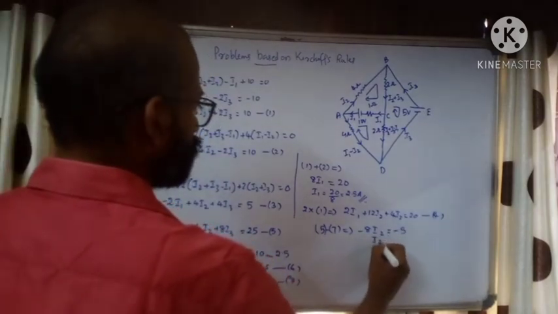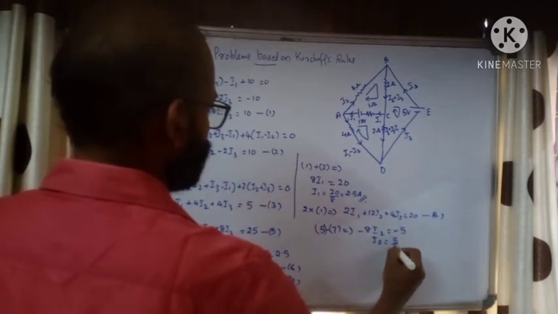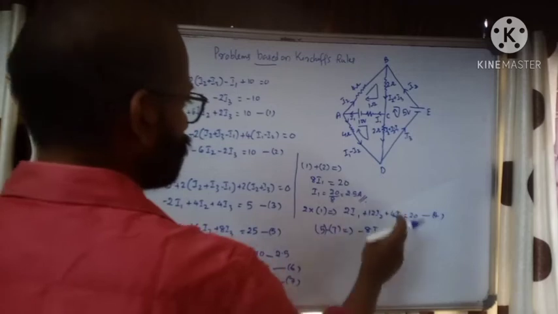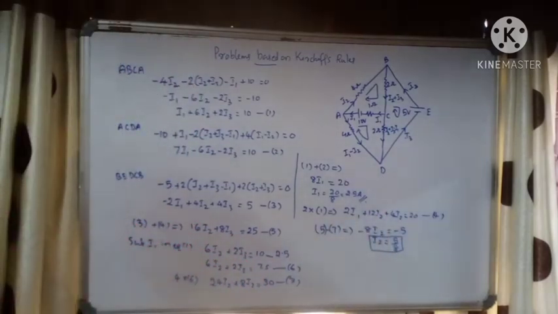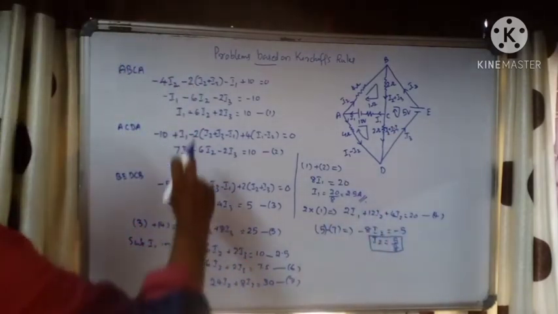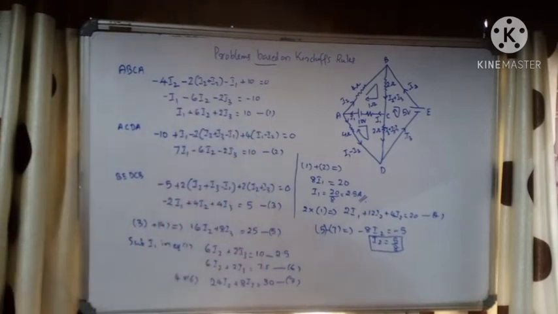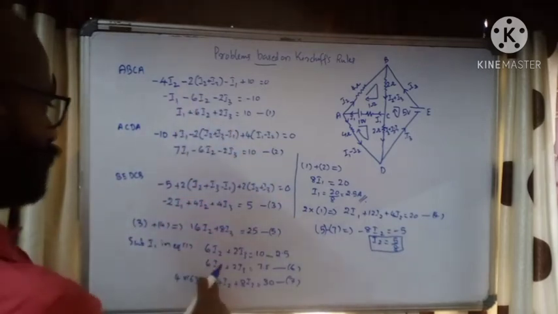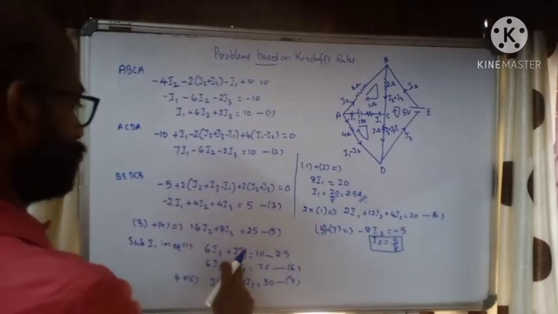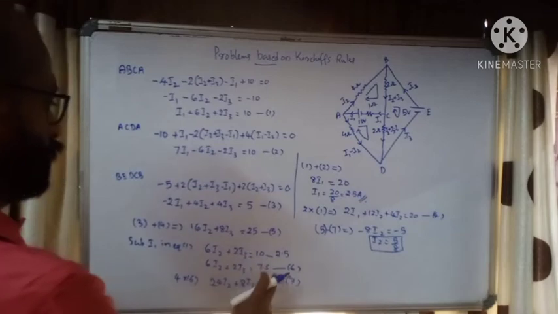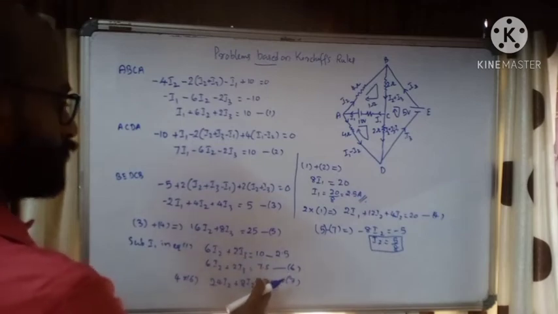So what will be I2? I2 is equal to 5 by 8. So we have got I2 also. We have got the values of I1 and I2. Now we need I3. How can you find I3? You can substitute in any of the equations. Okay, a simple one we can take. In equation number 7 we can substitute.